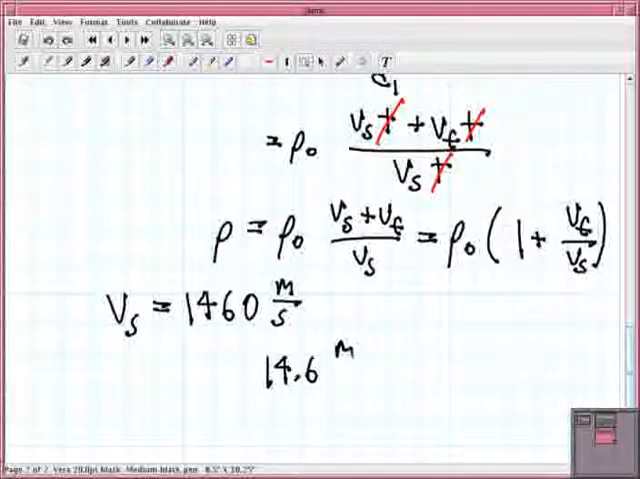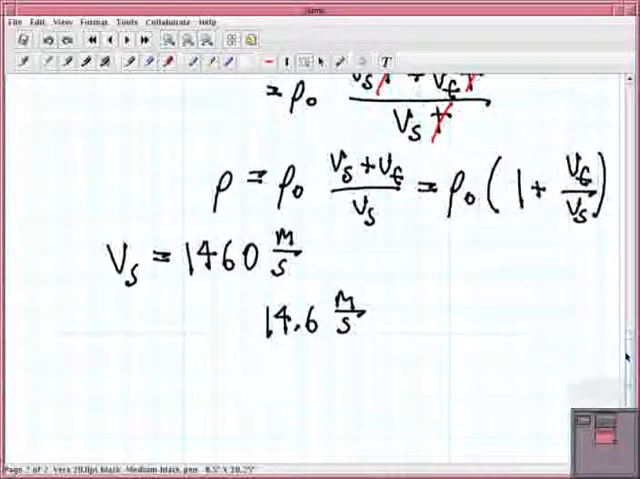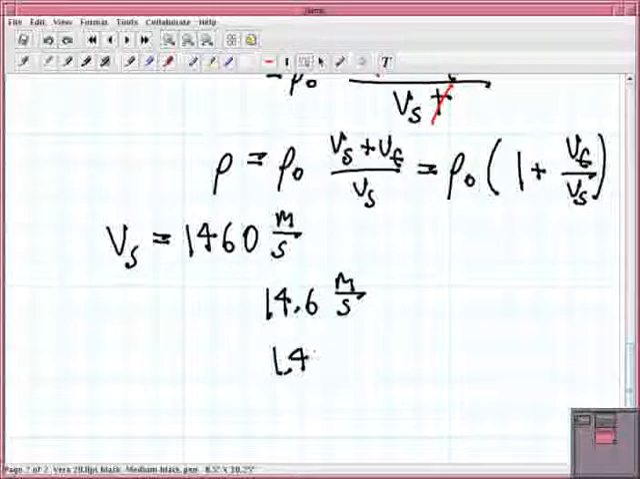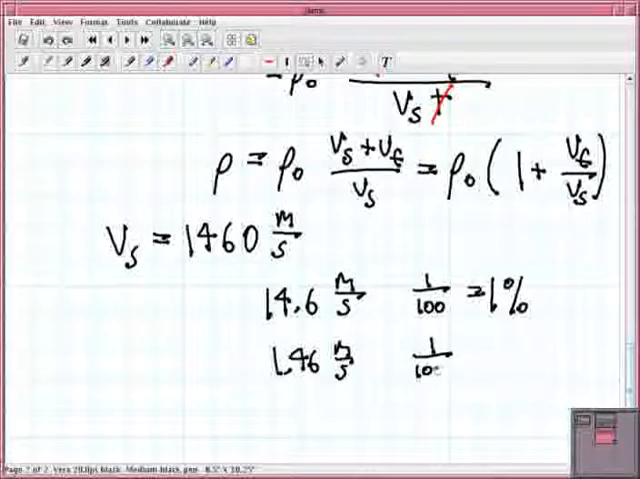14.6 meters per second. No, I'm sorry, that would be a 1%. Let's just go with 1.46. This would correspond to a 1/100th increase in density, a 1% increase in density. This would correspond to a 1/1000th increase, a 0.1% increase in density.